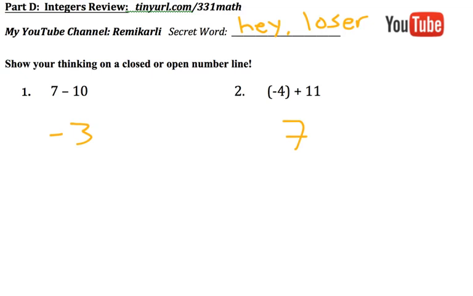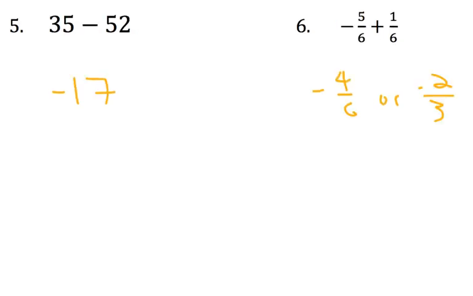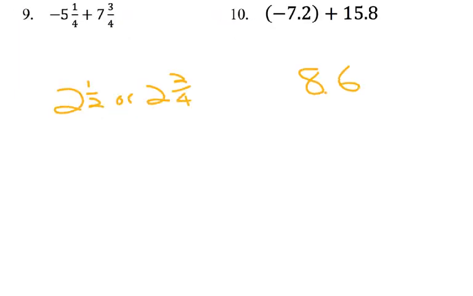1 and 2 are -3 and 7. Then we have -1 and -11. -17 and -4/6, or -2/3. On the back we have -3/4 and -60/100. And then number 9 is 2.5, or 2 2/4. And number 10 is 8 6/10. So definitely stop and go over the ones that you needed help on.